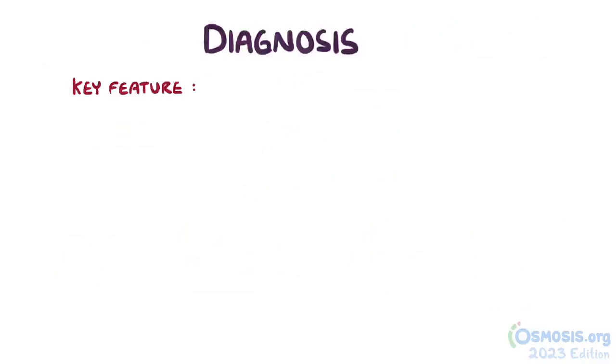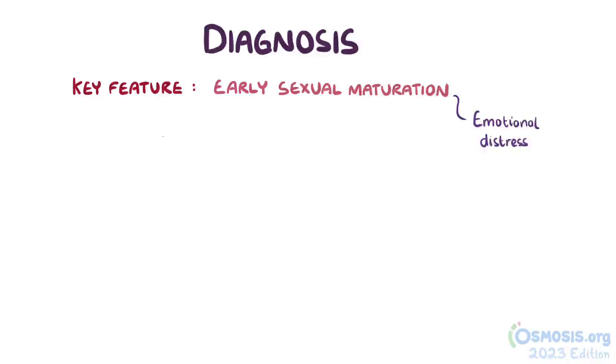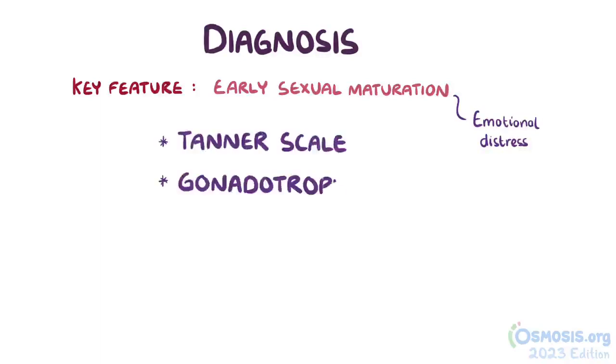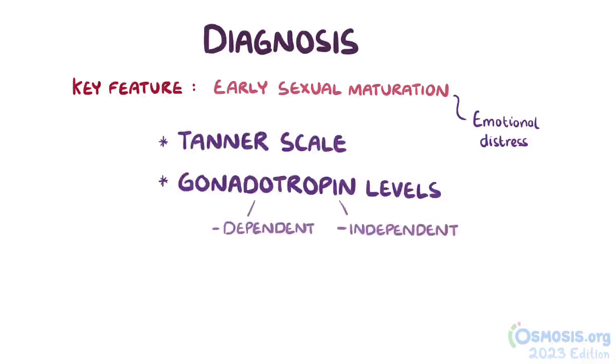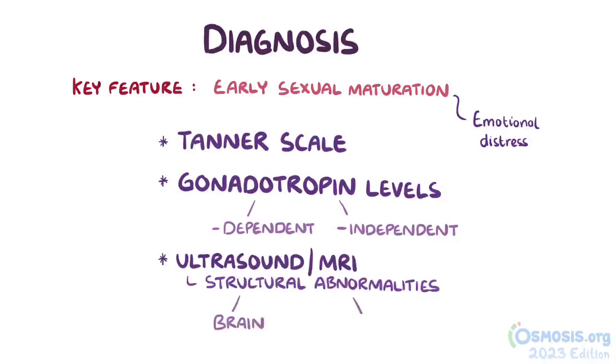The key feature of precocious puberty is early sexual maturation, and it often causes a lot of emotional distress because children can feel social pressures that come along with sexual maturity. Precocious puberty is diagnosed using the Tanner scale. Gonadotropin hormone levels can help distinguish gonadotropin-dependent or independent causes, and medical imaging by ultrasound or MRI can be used to look for structural abnormalities in the brain and gonads.